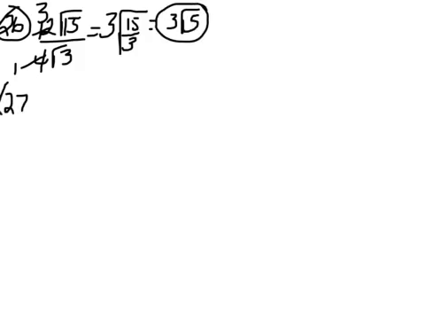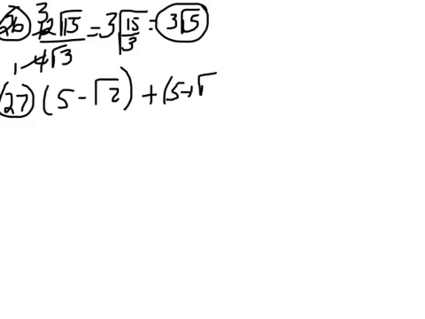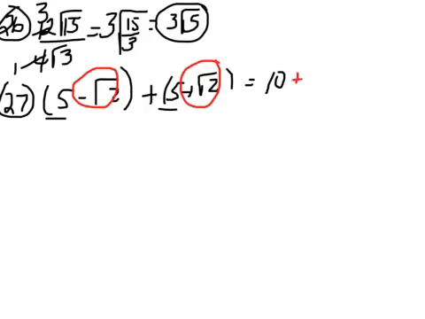On number 27, you have 5 minus the square root of 2, and then you're adding 5 plus the square root of 2. So basically, you really don't need these parentheses because you're just adding a bunch of terms up. 5 and 5 are whole numbers, so we could add those together and get 10. Now, on the square root part, a minus square root of 2 and a plus square root of 2 would actually add up to 0. So you'd have 10 plus 0, which is 10 for that one.